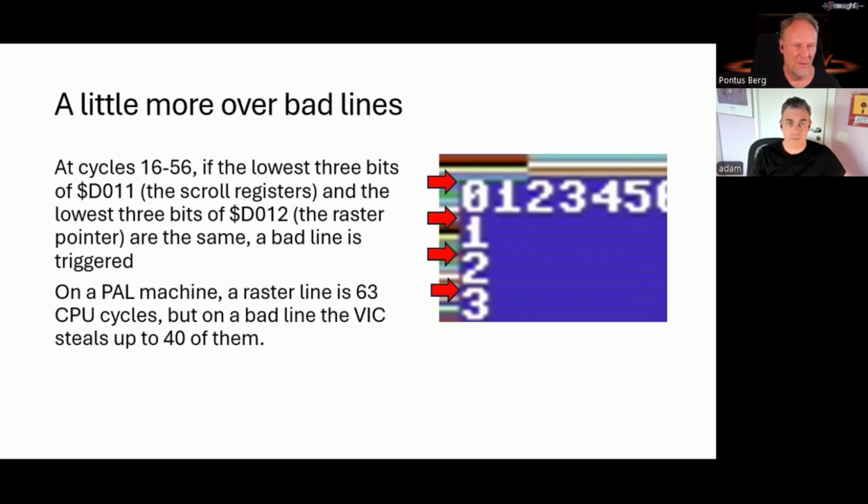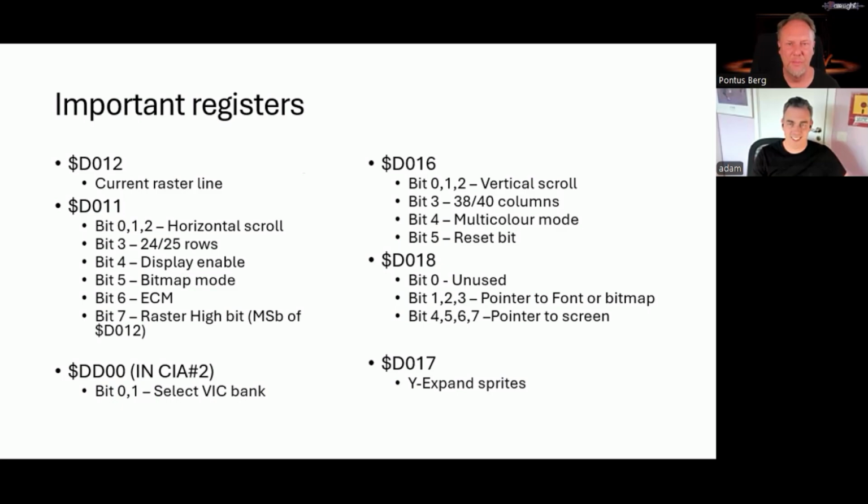Okay, and the red arrows here are pointing out the first few examples of bad lines. That's where it happens, because they are the first raster line of a row. Yes, let's go through a few of the important registers of the VIC and also one external register that we need to go through.